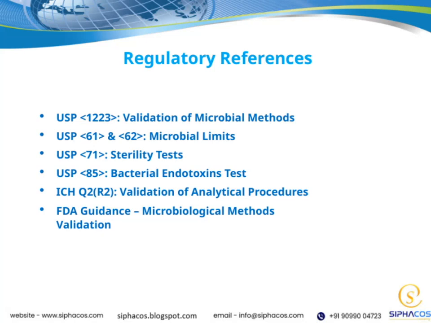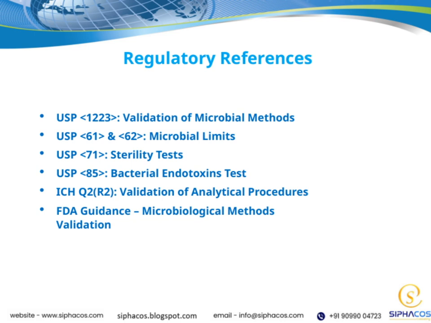Let's take a closer look at some key regulatory standards and guidelines that underpin microbial method validation. First, USP 1223 focuses on the validation of microbial methods, emphasizing the importance of reliable and consistent testing procedures. It provides a framework to ensure our methods produce accurate and reproducible results. Moving on, USP 61 and 62 set the microbial limits for raw materials, products, and environments, helping us define acceptable microbial contamination levels. USP 71 covers sterility testing, which is critical for confirming that products are free from viable microorganisms before they reach patients.